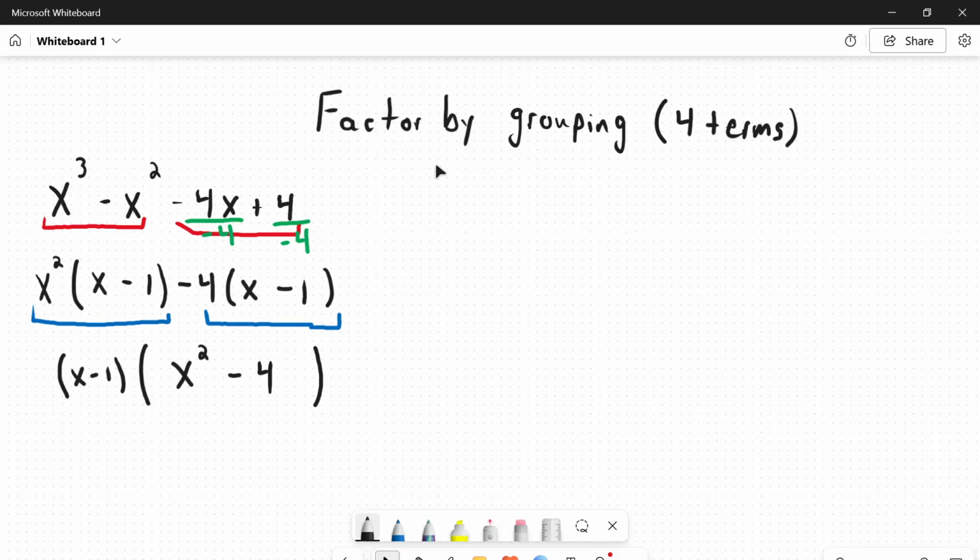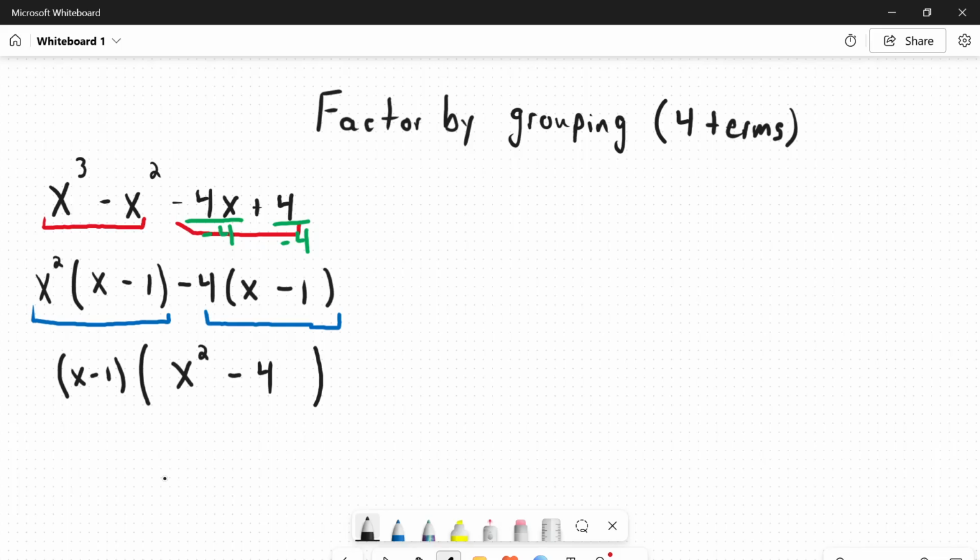Now, we have not fully factored this thing. X minus 1 is linear. It's linear because x isn't being squared or cubed. It has no exponent. It's an exponent of 1, so that can't be factored. X squared minus 4 possibly can be factored. It's x squared, so it's a quadratic. This happens to be a difference of squares. 4 is a perfect square.